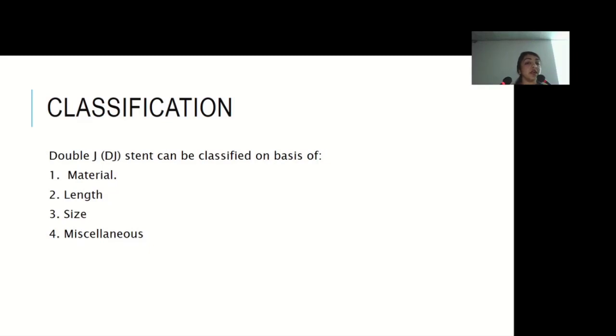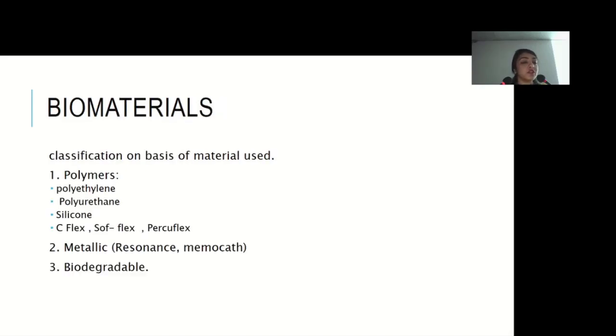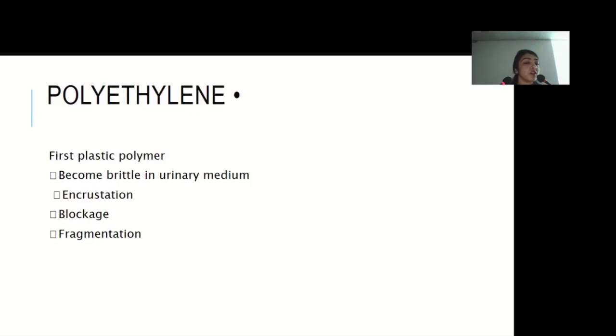Double J stents are classified on the basis of their material, length, size, and other features. Material is very important. They are basically made of polymers, metallic, and biodegradable materials. We'll first discuss the polymers. The first polymer used as a material for DJ stents was polyethylene. The problem with that material was that it becomes brittle in urinary medium. It was very prone to incrustation, blockage, and fragmentation as well.